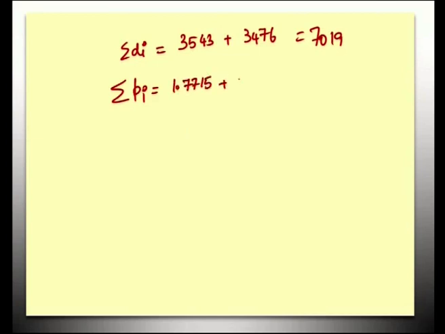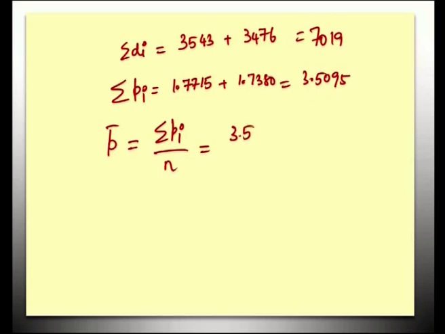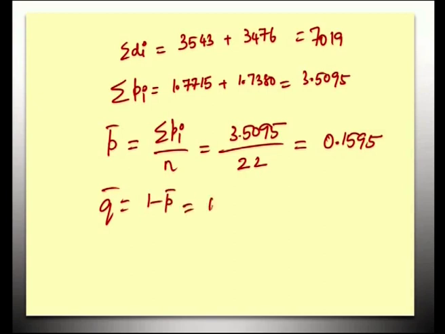So, summation pi is 1.7715 plus 1.7380, which is equal to 3.5095. Therefore, P bar is equal to summation pi by n, which is 3.5095 divided by 22. There are 22 samples, isn't it? That is equal to 0.1595. And Q bar is equal to 1 minus P bar, which is 1 minus 0.1595, equal to 0.8405.